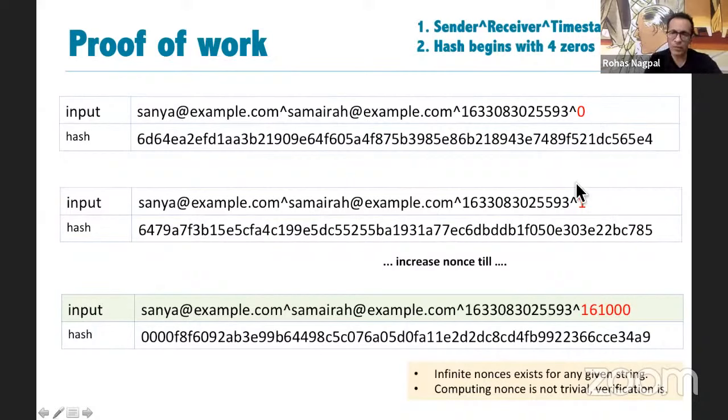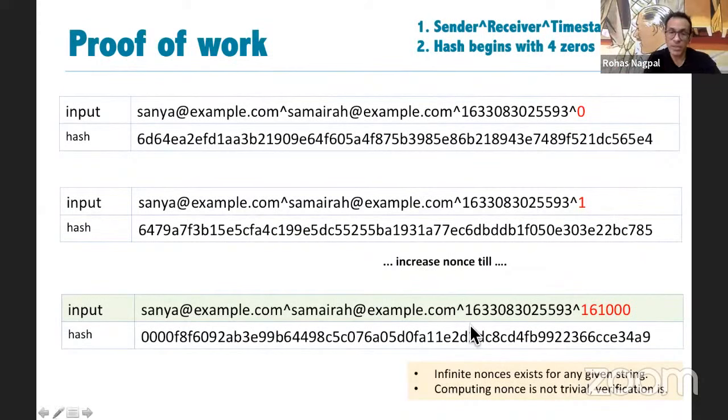Then we increase it to 1. Again, we see it is not 4 zeros. Now the sender's computer keeps trying every nonce, 0, 1, 2, 3, 4. Finally, it reaches 161,000, and that gives us a hash starting with 4 zeros, which means for this particular email, the nonce which works is 161,000. Now, as the sender of the email, I will also send this nonce, and you as the receiver will check. Your computer will put all this together, and if the hash begins with 4 zeros, you will accept the email, otherwise the email will be deleted as spam.